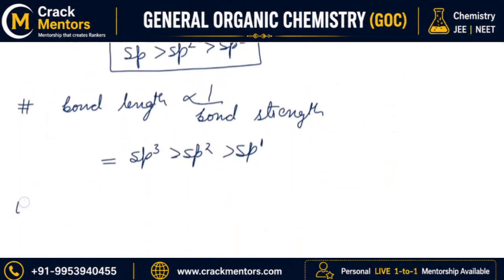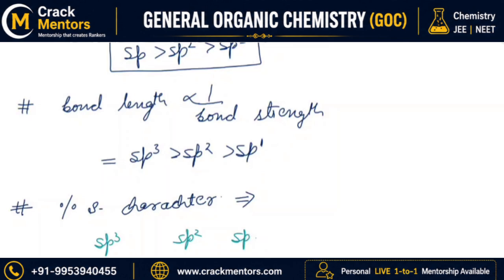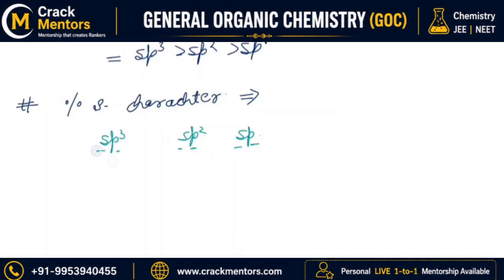If I ask you about the percentage S character, what does it mean? First of all, I would like to explain this concept. Actually, what is the concept behind this? We know that whether it is sp3, sp2, or sp, there is the mixing of s and p orbitals, and the percentage of mixing of s orbitals is different in all of these. Here, a single s is being combined to 3p.